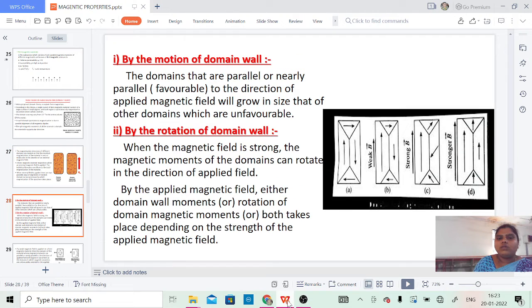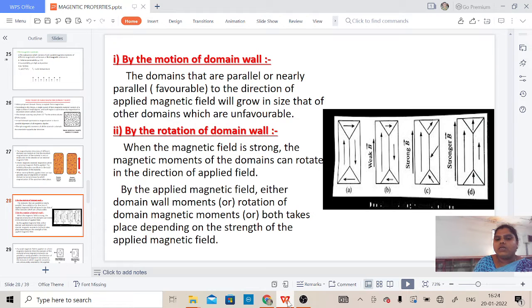Now, how does the domain theory explain this? By the motion of domain walls and by rotation of domains. The domains that are parallel or nearly parallel to the direction of the applied magnetic field will grow in size at the expense of other, unfavorable domains. That means the domain walls will move along with the field. In the rotation of domains, when the magnetic field is strong, the magnetic moments of the domains can rotate in the direction of the applied field.